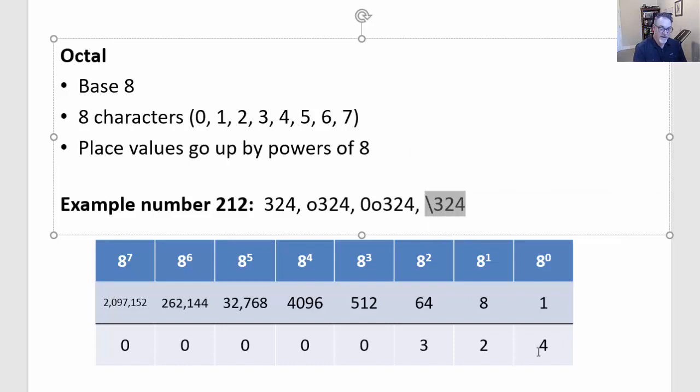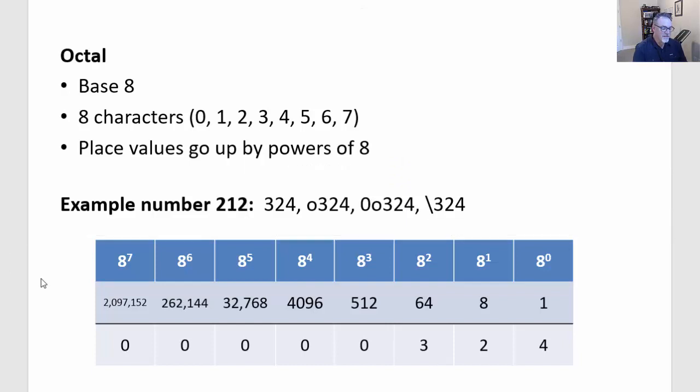And what does that mean? That means we have 4 1s, we have 2 8s, and we have 3 64s. And that's how you would add it up. I have 3 64s, 2 8s, and 4 1s, and if you add those numbers together, you get 212.